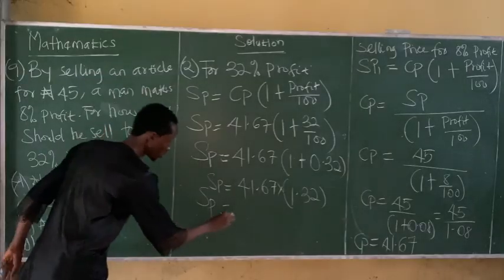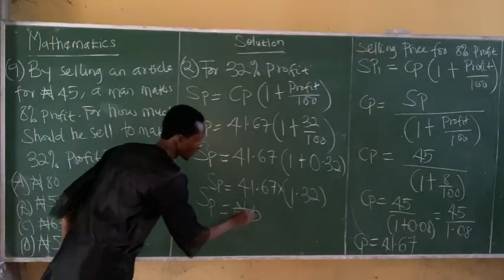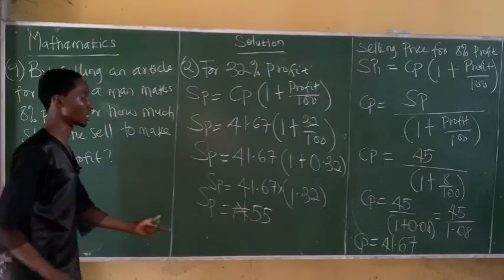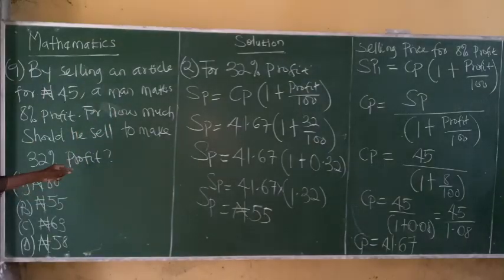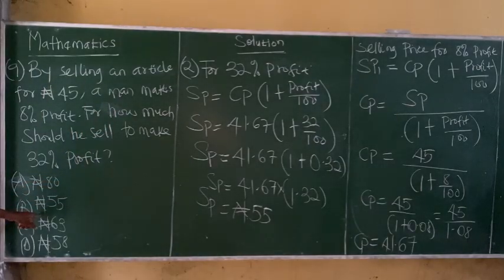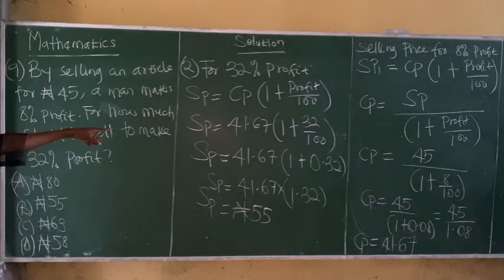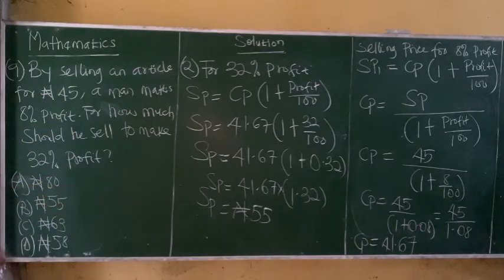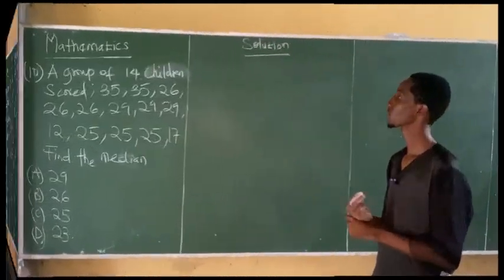That will give us 55. Therefore, the selling price is 55. The correct option here is option B. That is how much the man will sell to make a 32% profit. So this is the correct answer.